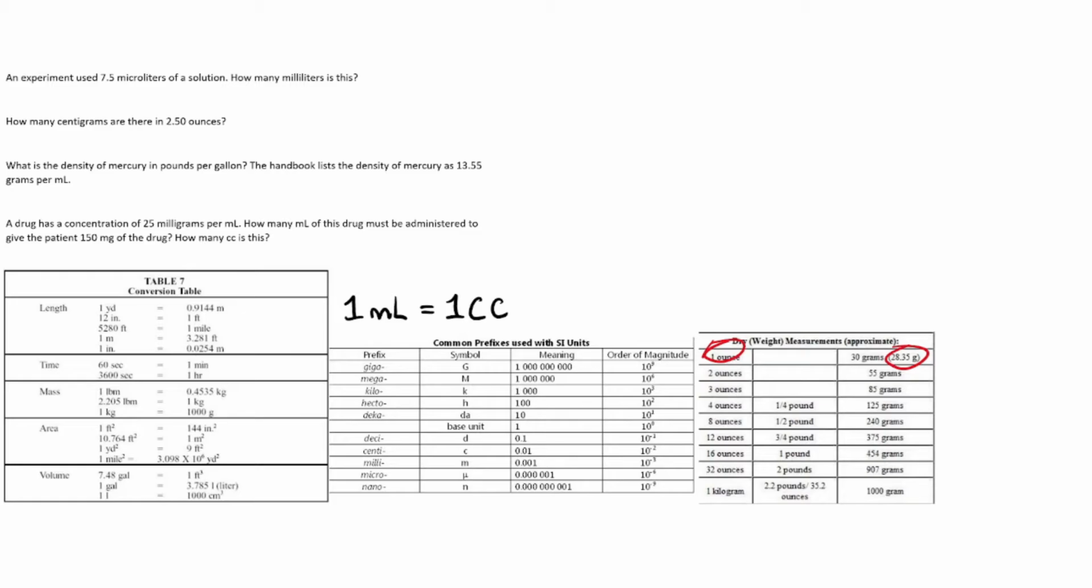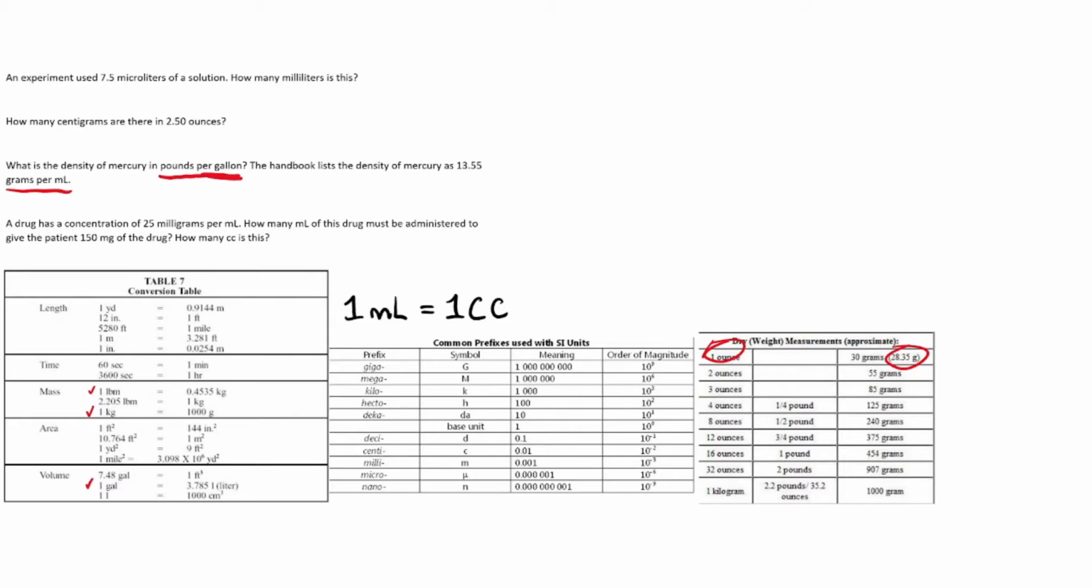Okay, next question. What is the density of mercury in pounds per gallon? The handbook lists the density of mercury as 13.55 grams per milliliter. So what I noticed is they're asking for pounds per gallon, and they want you to convert to pounds per gallon from grams per milliliter. So I'm looking here, kilograms, and then we have pounds. Those are the conversions we're going to be using.